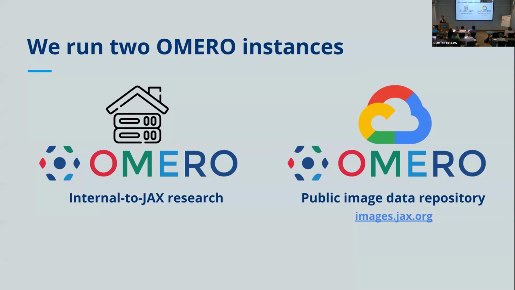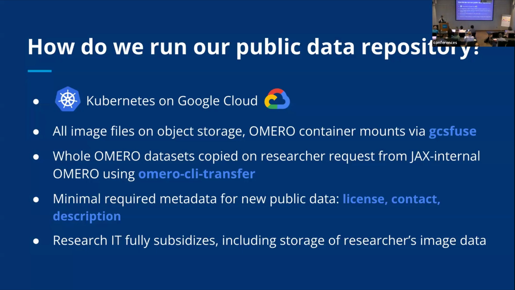But we also run a fully separate instance of OMERO that runs on GCP in the cloud. This hosts public data from JAX. If you go to images.jax.org right now, you will see all of our public data that we have put on there. How that works is we run that on Google Cloud using Kubernetes. I can talk forever about this, and that's not the point of this presentation, so please come find me later if you're interested in the details.